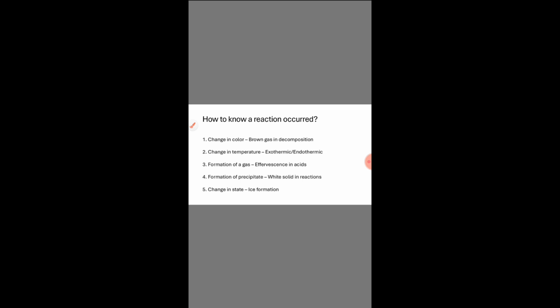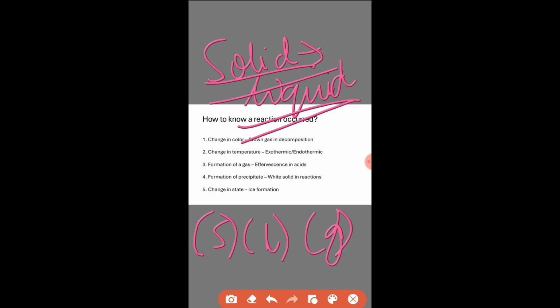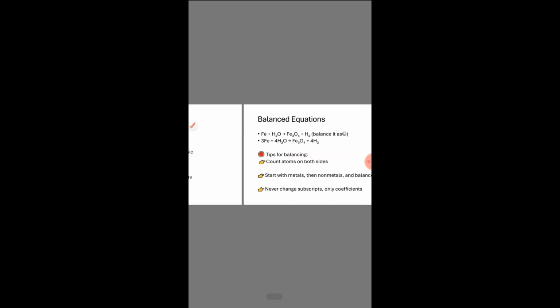Now the fifth point is change in state, that is ice formation. So if you keep ice, what is it? Solid. Ice is solid. If you keep it for some time, it will turn into liquid. So this is what? Change in state. When you write a reaction, never forget to write these states, that is solid, liquid and gas. Never forget. Okay, so now let's move to the next slide.